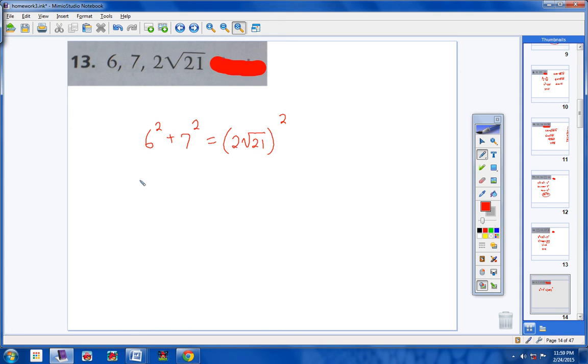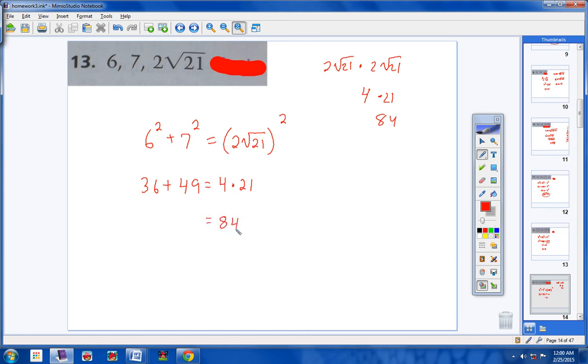Well, when you square 6, you get 36. When you square 7, you get 49. Now be careful on this one. Okay, when you square this, you square the 2, which is a 4. And anytime you square a square root, you get the number on the inside, which is 21. Let's go over that again, okay? 2 square root of 21 squared means 2 square root of 21 times 2 square root of 21. So 2 times 2 is 4. And the square root of 21 times the square root of 21 is just 21. Then multiply those two numbers together, and you get 84. So 4 times 21 is 84.